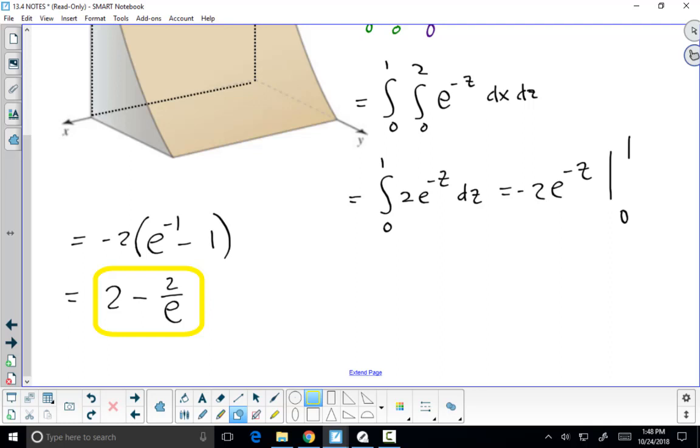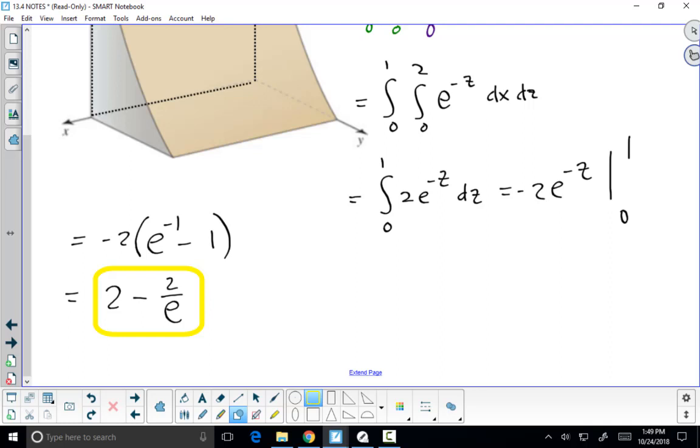And that's volume, so that better be positive. Do we agree that that's positive? Yeah, e is about 2.7, so 2 over e is definitely a fraction, less than 1. So this is 1 over e, and then we distribute the 2 to -2. So it'll be -2 over e, and then -2 times -1 to get the 2.